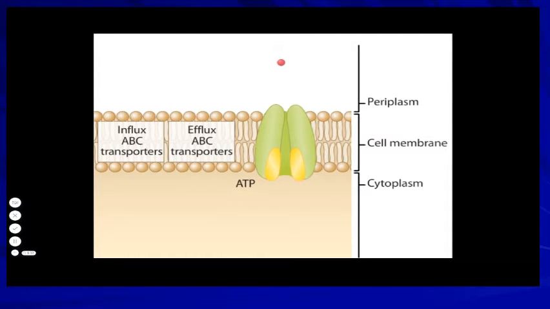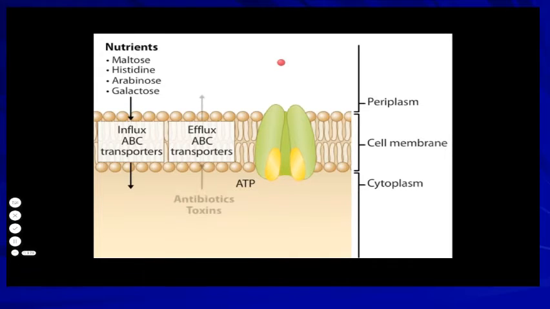Influx ABC transporters carry critical nutrients such as sugars and amino acids. Efflux ABC transporters include multi-drug pumps that drive out antibiotics and toxins. Other efflux transporters secrete enzymes such as proteases and lipases out of the cell.